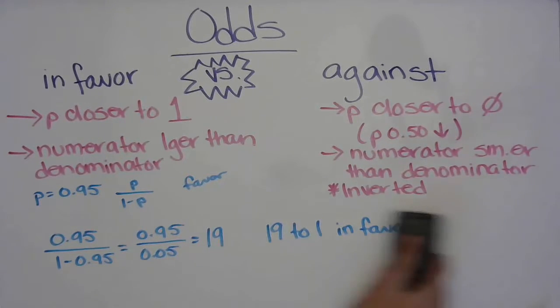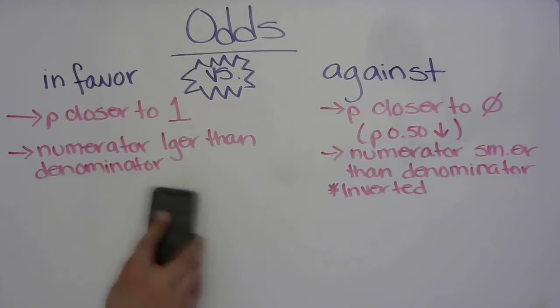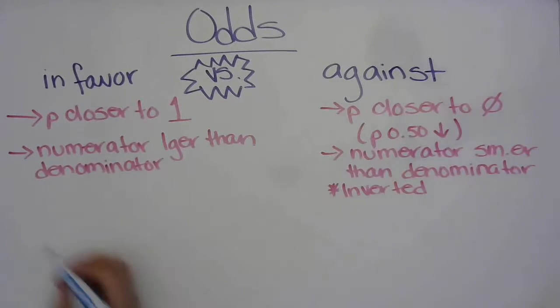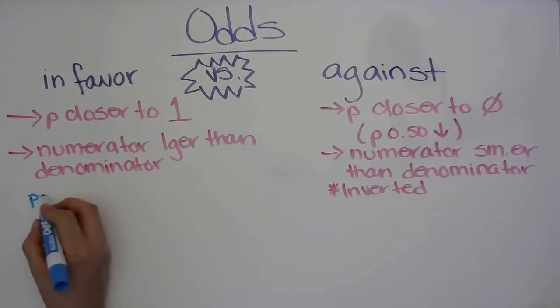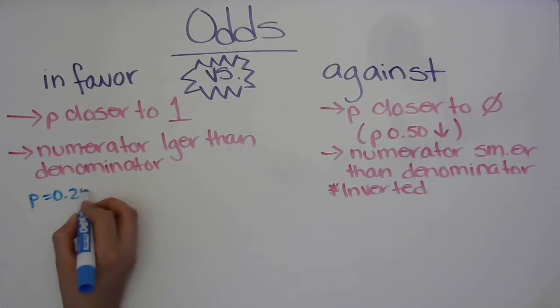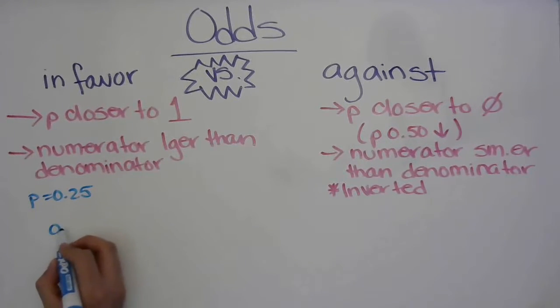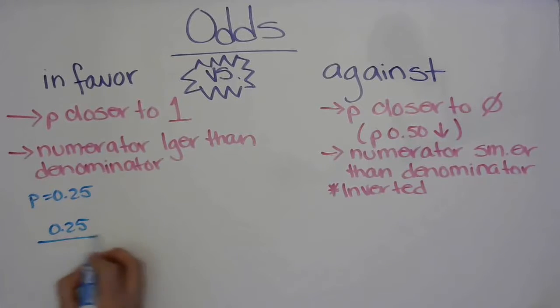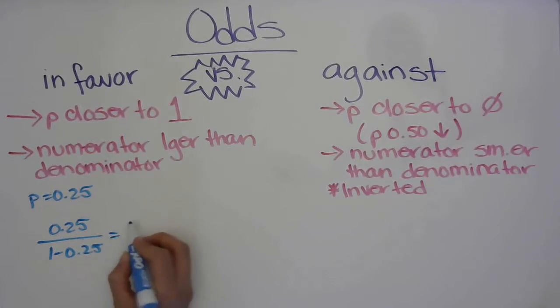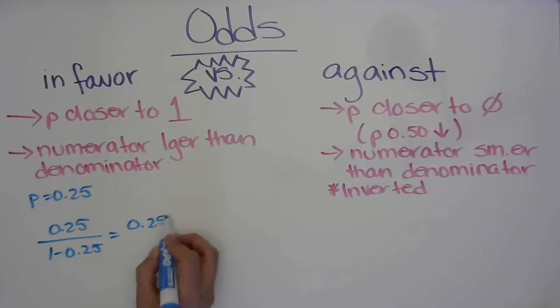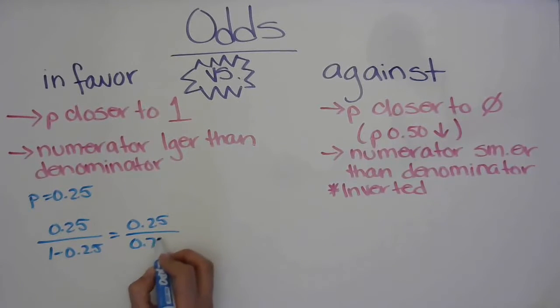Okay, all right, so let's go ahead and do one more example. For this example, we will use a probability of 0.25. So we're going to do the same thing, 0.25 over 1 minus 0.25. That's going to give us 0.25 over 0.75.